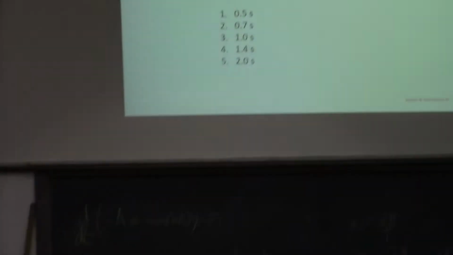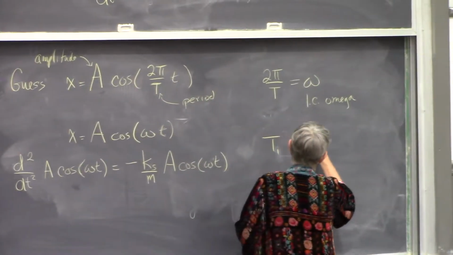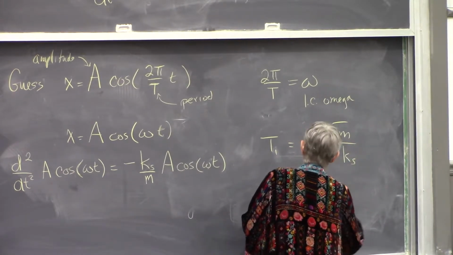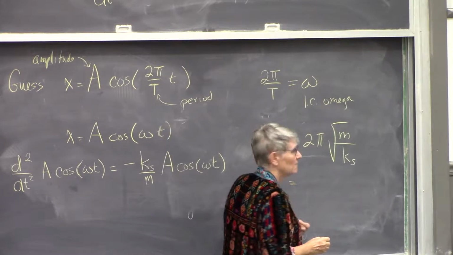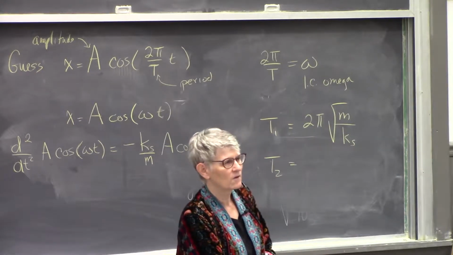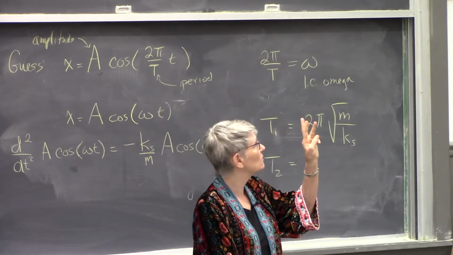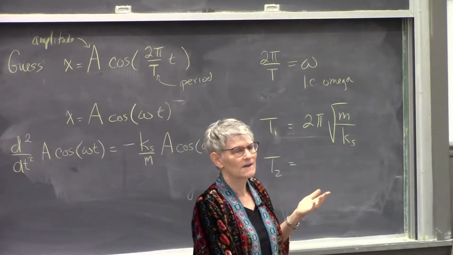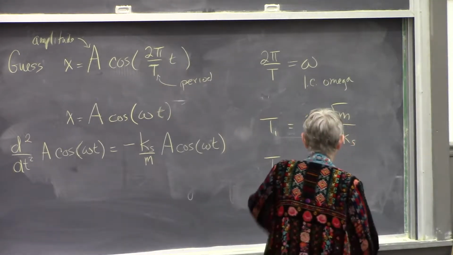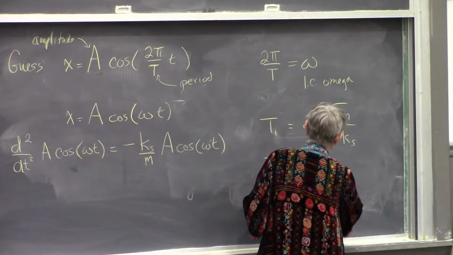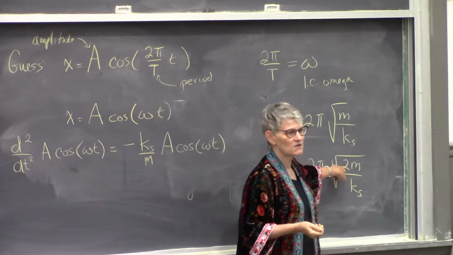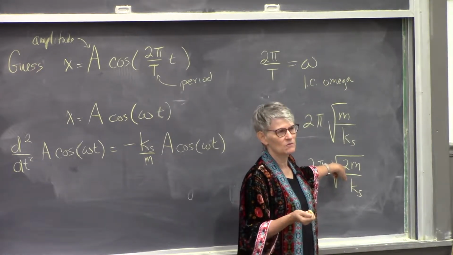Well, we have period 1 is 2 pi times... So what's the answer? Yeah, it's going to be 2 pi times the square root of 2m over k sub s, and so we have this factor of square root of 2. So it's 1.4 seconds, right?